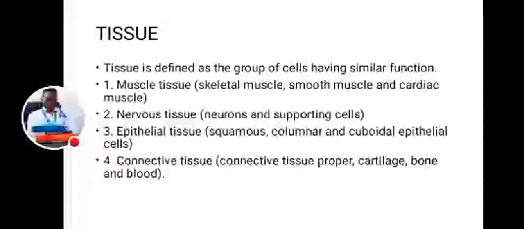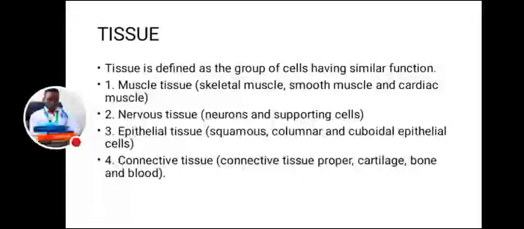Then we have the nervous tissue, which includes the neuron and the supporting cells. Epithelial tissue includes the squamous, columnar, and cuboidal epithelial cells. These are examples of epithelial tissues. Then connective tissue, which is the last type of tissue, includes connective tissue proper, cartilage, bones, and blood. So these are the 4 major types of tissue: muscle tissue, nervous tissue, epithelial tissue, and connective tissue.